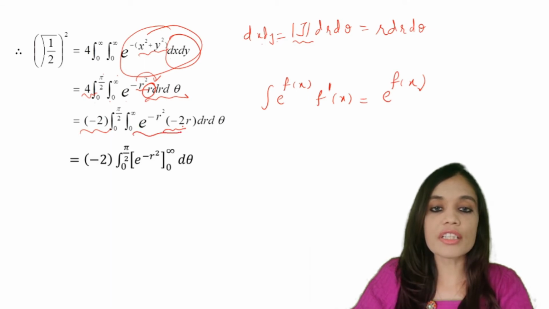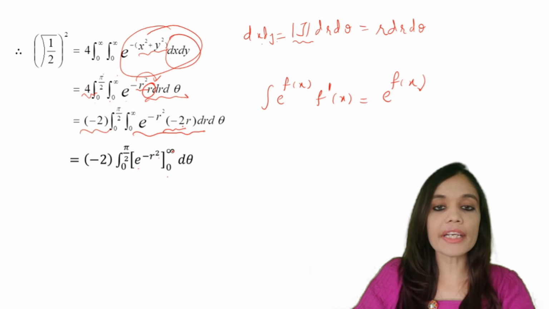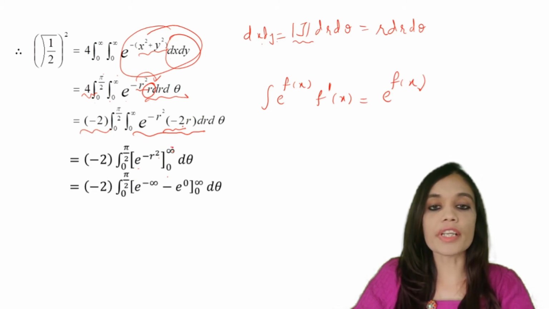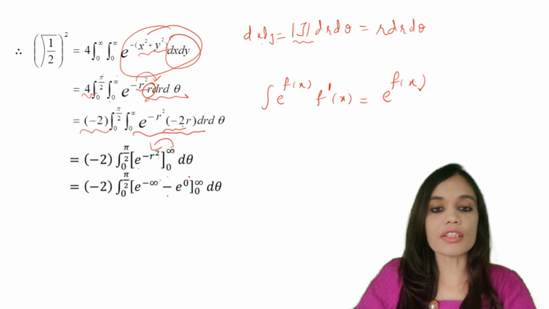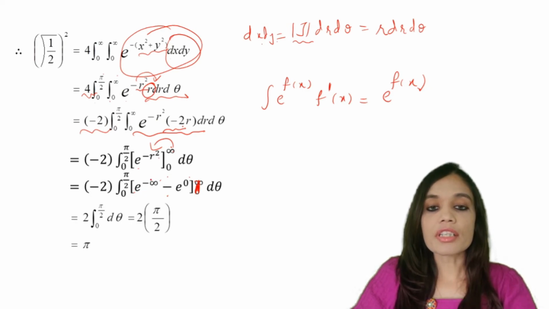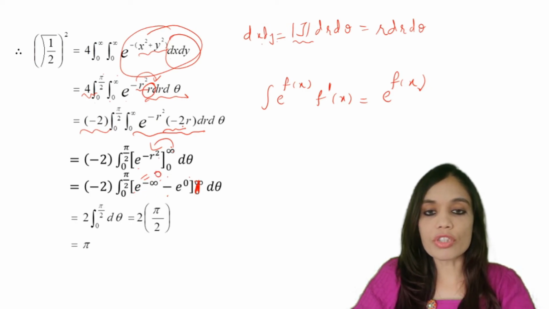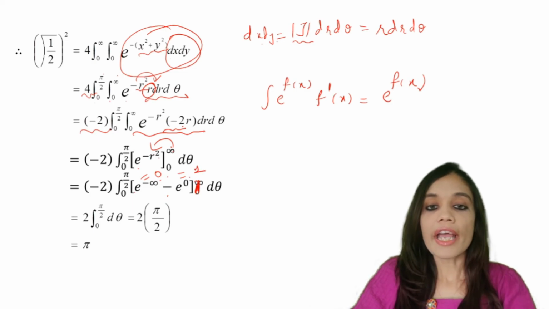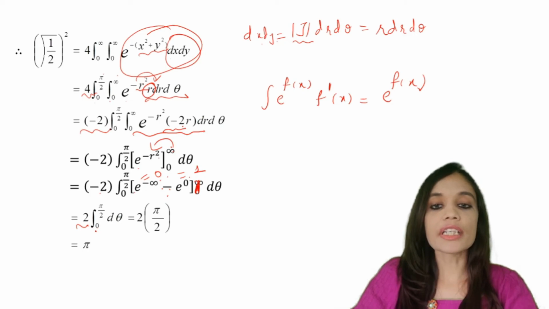So the answer of this integration with respect to r will be equal to what? e raised to minus r square, and the limits are 0 to infinity. Now let us put the limits in place of r. So it will become e raised to minus infinity minus e raised to 0. Now e raised to minus infinity will go to 0, and this will go to 1. Minus minus plus, so your answer will be 2 times integration 0 to pi by 2 d theta.